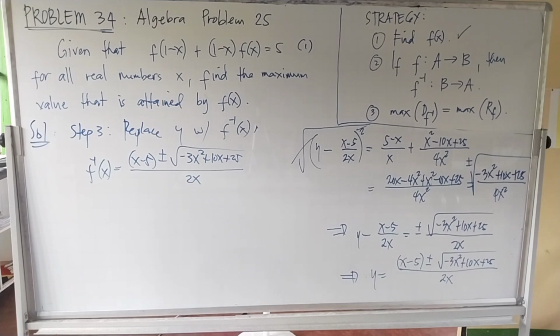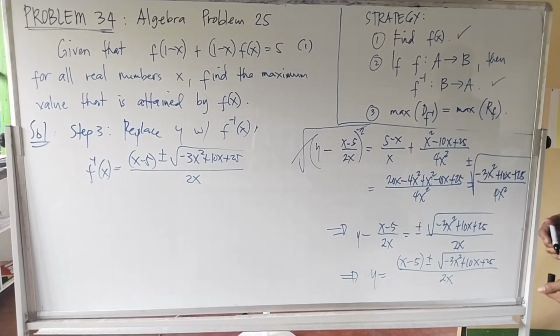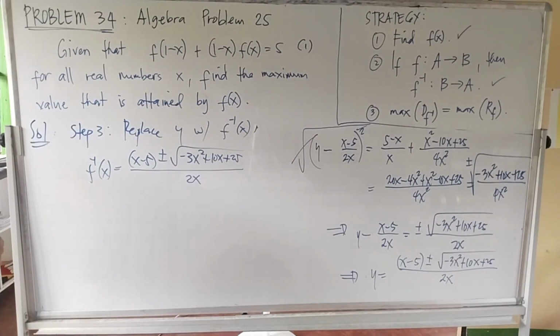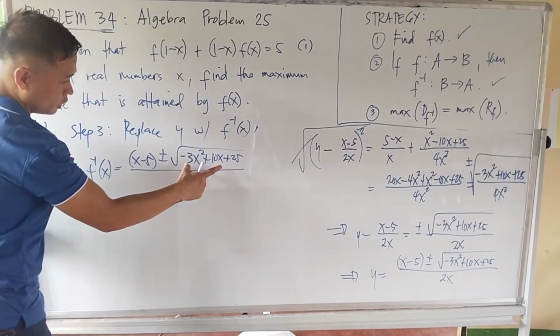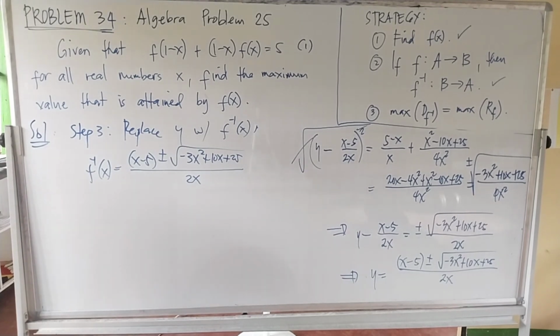Now, we already found f inverse of x, so we need to proceed to finding the maximum of the domain of f inverse of x. In finding the domain, we're going to assume that the radicand must be greater than or equal to 0, because there is no square root of a negative number in the set of real numbers. The square root of a negative is meaningless in the set of real numbers. So this expression, the radicand, must be greater than or equal to 0.